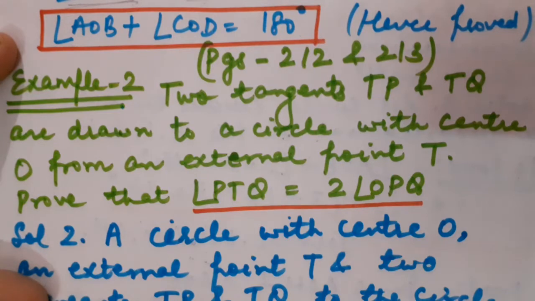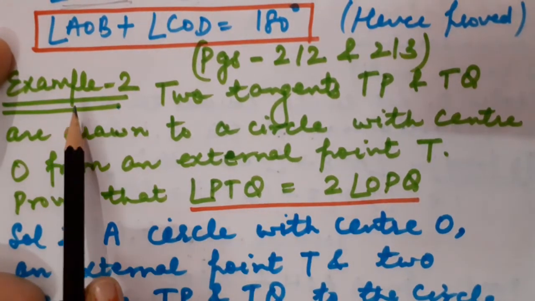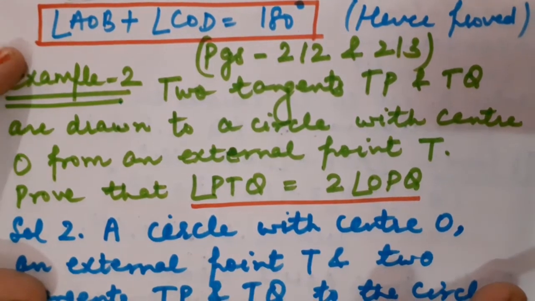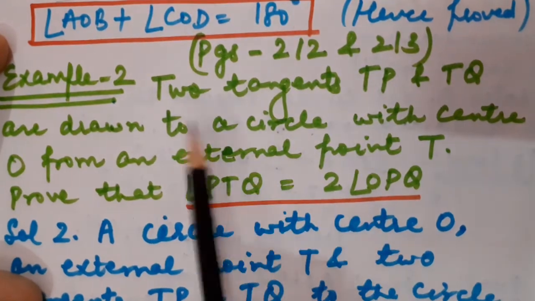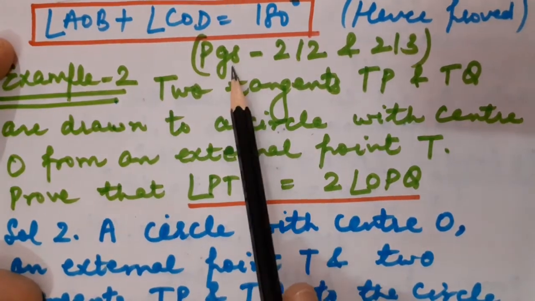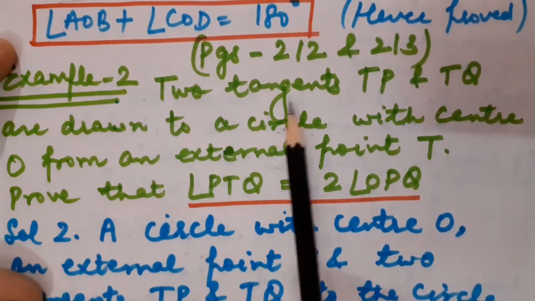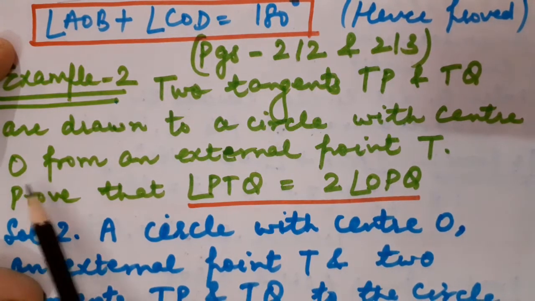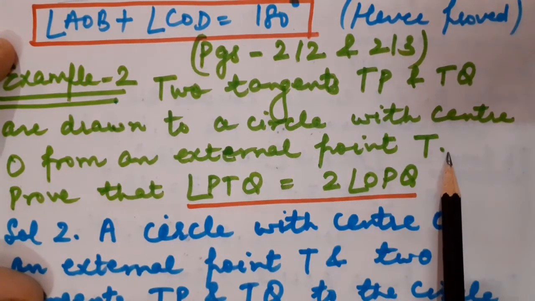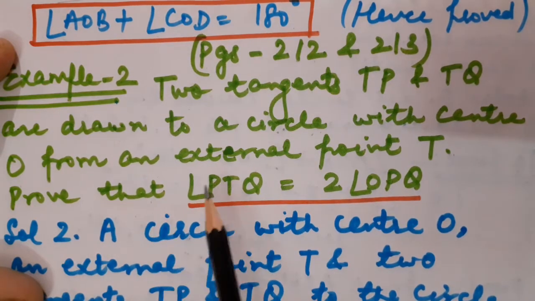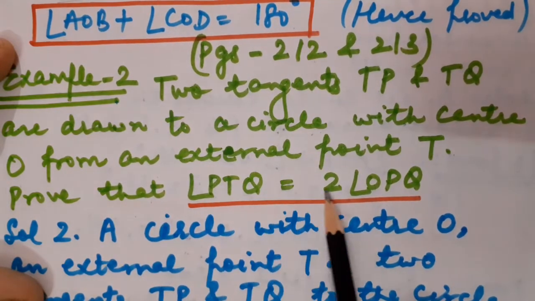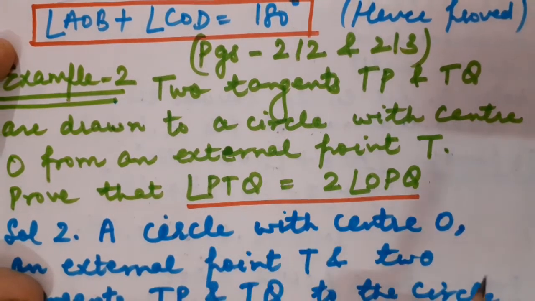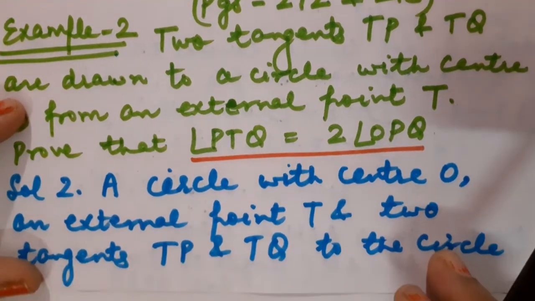Now children, as our exercise 10.2 is over, there are 2 most important examples which are mostly asked in the board exam also. Those examples I am going to explain to you in the easiest manner. This is example number 2, page number 212. 2 tangents TP and TQ are drawn to a circle with center O from an external point T. Then I have to prove that angle PTQ is equal to twice of angle OPQ. Clear? You will better understand it through the diagram. I am going to show you the diagram.